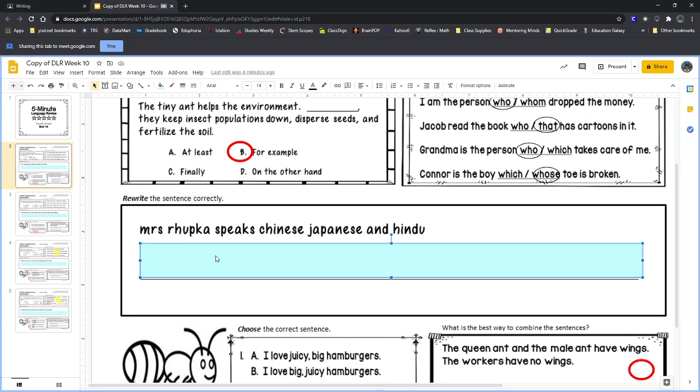So our complete sentence, our correct sentence, should be: capital Mrs., period, capital Rupka speaks, capital Chinese, comma, capital Japanese, comma, and capital Hindu, period. Our sentence this week was mostly capitalization and punctuation mistakes, but you all found them pretty quickly, which is really, really good.